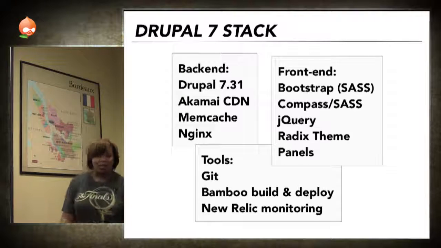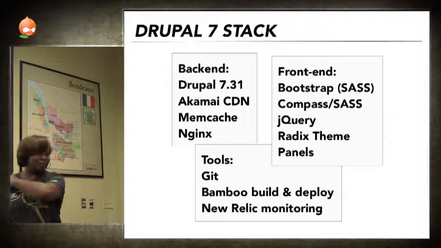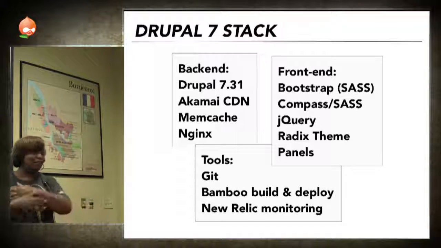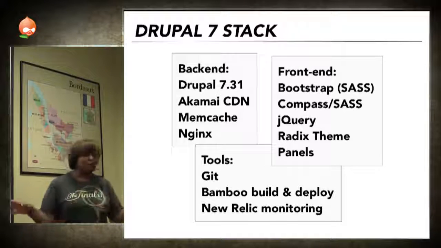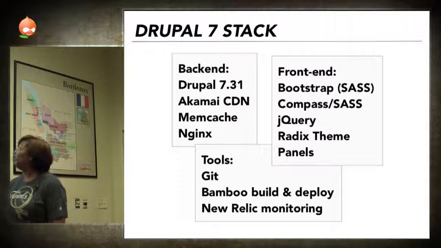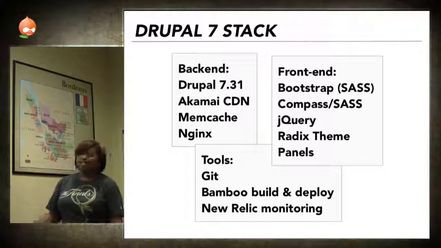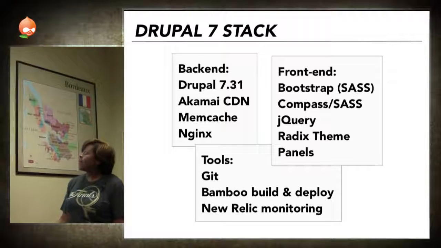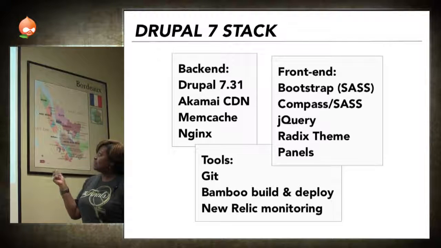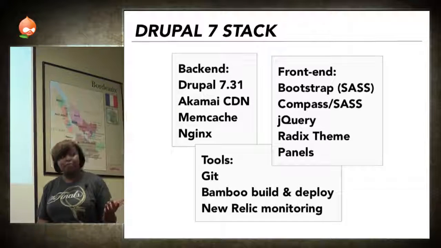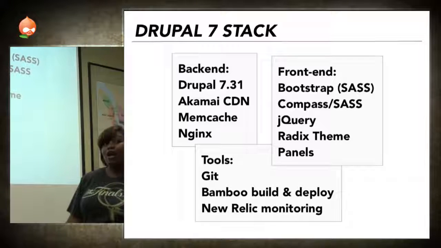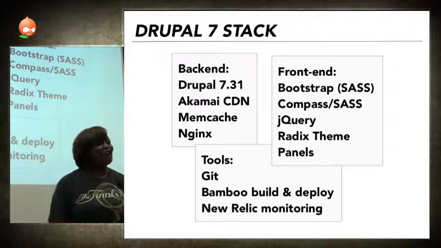On the front end, before, we just had HTML all over the place, CSS all over the place, JavaScript all over the place. So we decided to get smarter and use Bootstrap. We have a Sass port of Bootstrap. We're using Compass and Sass, jQuery, and the Radix theme for Drupal 7. And then we are using Panels, and we are using Views as well.